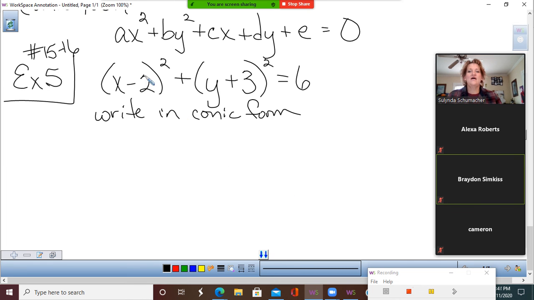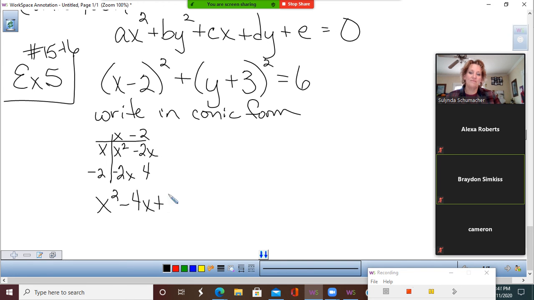All right, so we're going to multiply this one out. I'm going to start by doing myself a little tiny box. x minus 2 times x minus 2. x times x is x squared. x times negative 2 is negative 2x. x times negative 2 is negative 2x. Negative 2 times negative 2 is 4. So far I have x squared minus 4x plus 4.